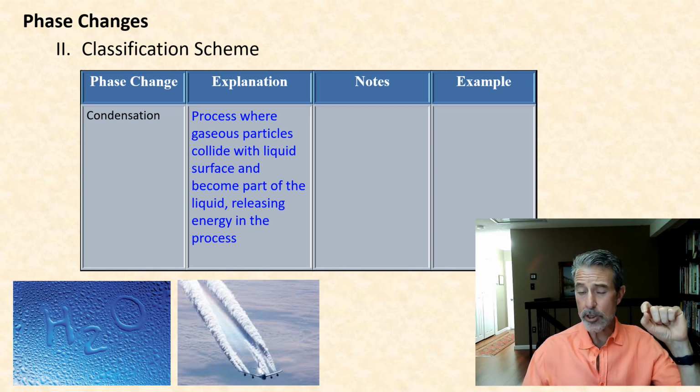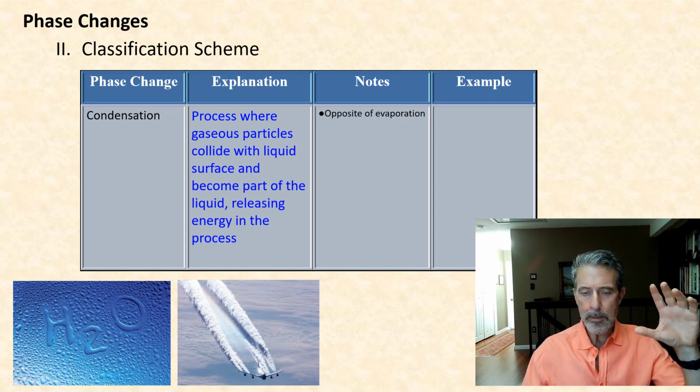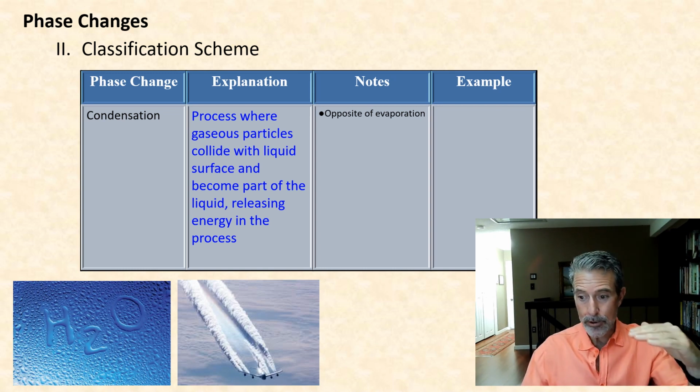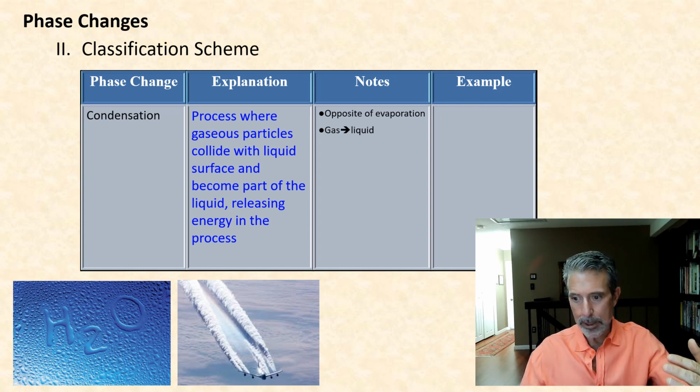Condensation is the process where gaseous particles collide with the liquid surface and become part of the liquid again. When they do so, they release energy to the liquid in the process. So when we think about it, condensation is really the opposite of evaporation. Remember we said that in evaporation, those particles on the liquid surface can gain enough energy to escape the surface and become a gas. Now we're talking about those gaseous particles near the surface that, when they collide with the surface, become a liquid again.